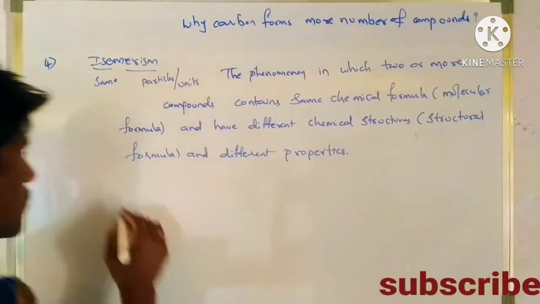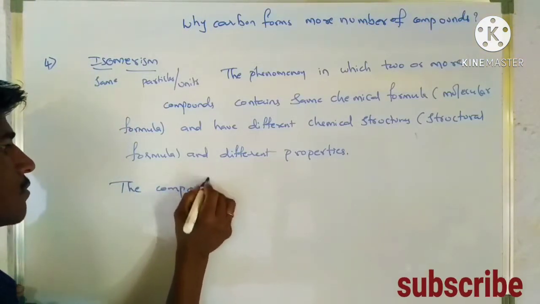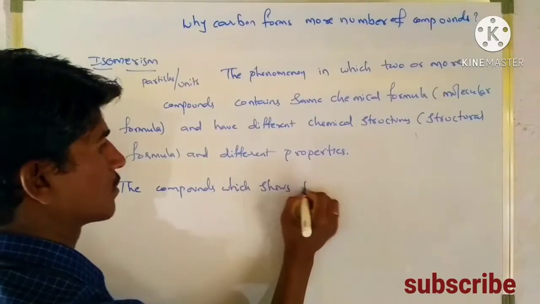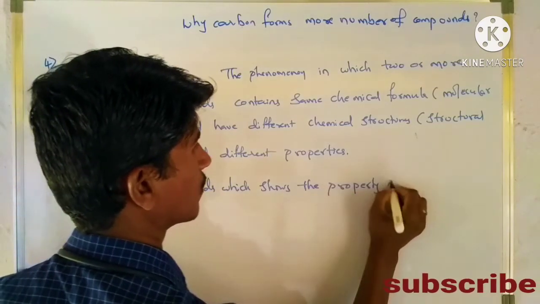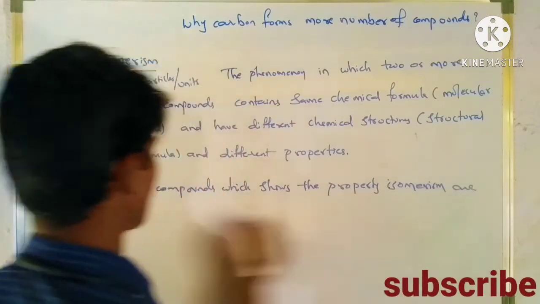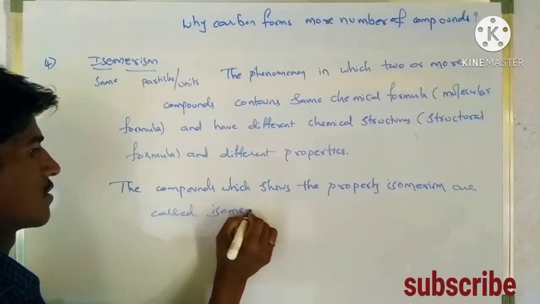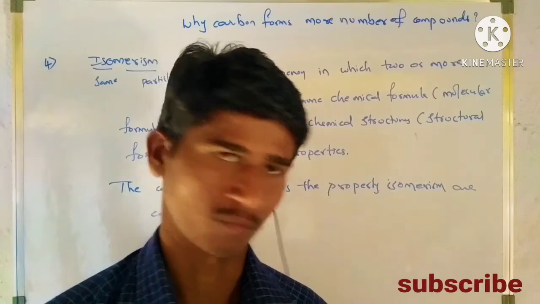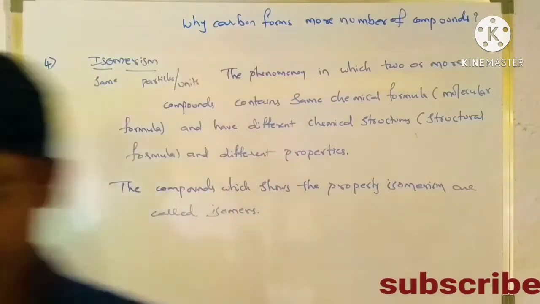The compounds which show the property of isomerism are called isomers. Whatever compounds show that property are known as isomers. Okay, let us discuss in detail with an example.